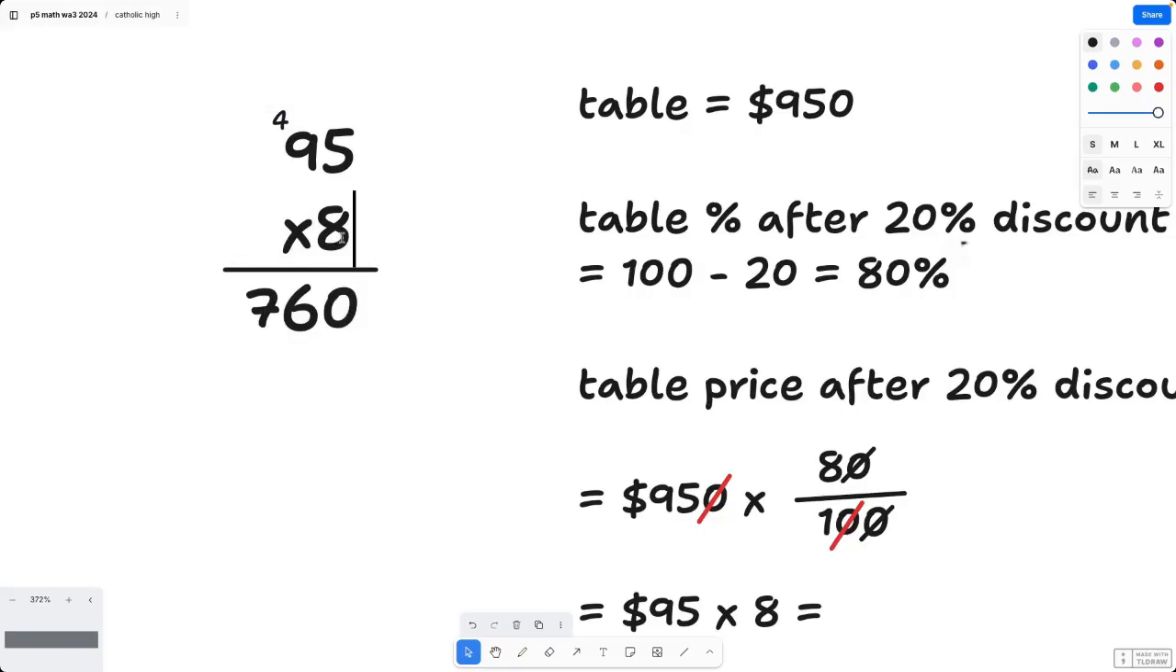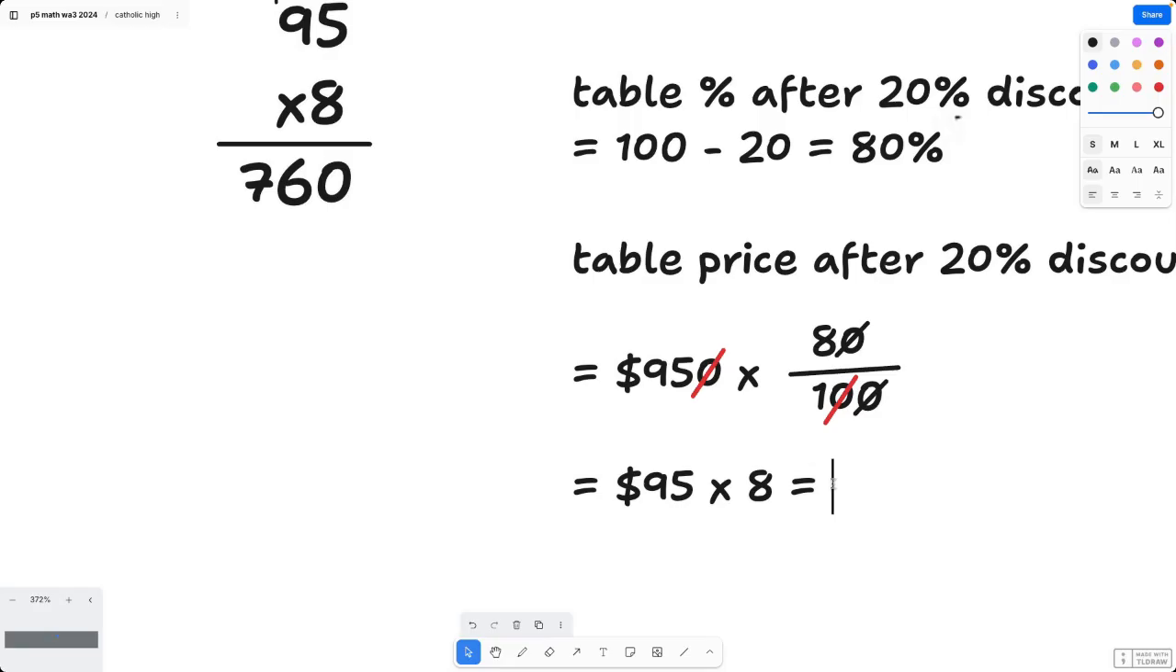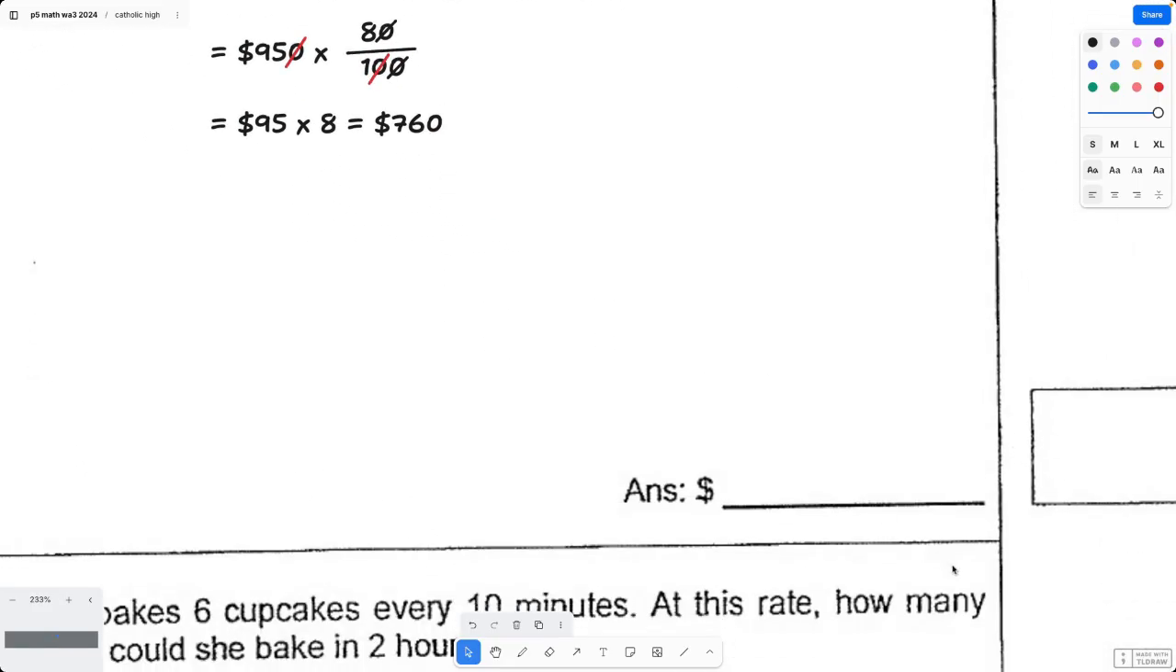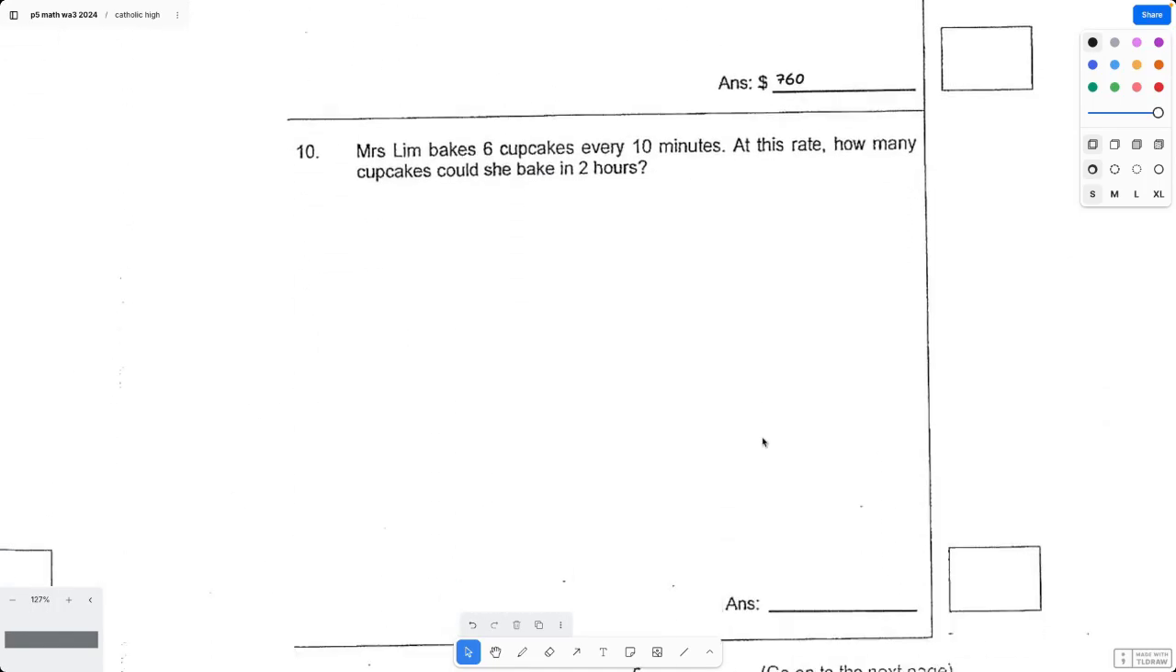So 5 times 8 will become 40. So we put 4 on top of 9. So 9 times 8 will be 72 plus 4 is 76. So the answer to this is $760. And there you go, that's the answer. Okay, $760. Alrighty. Okay, let's move on to the next question.